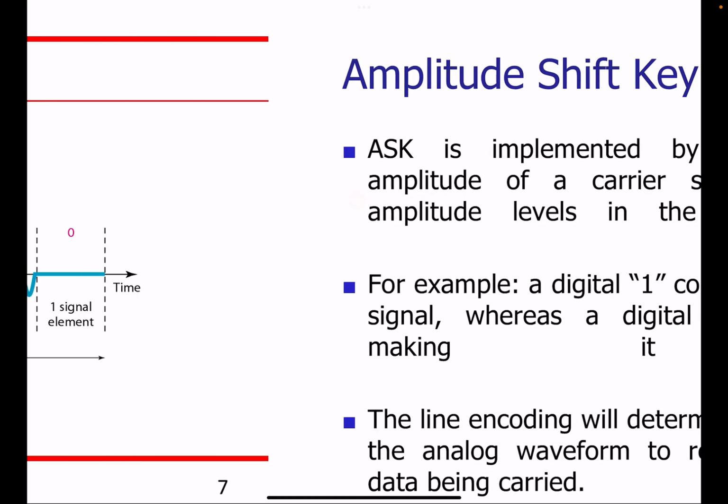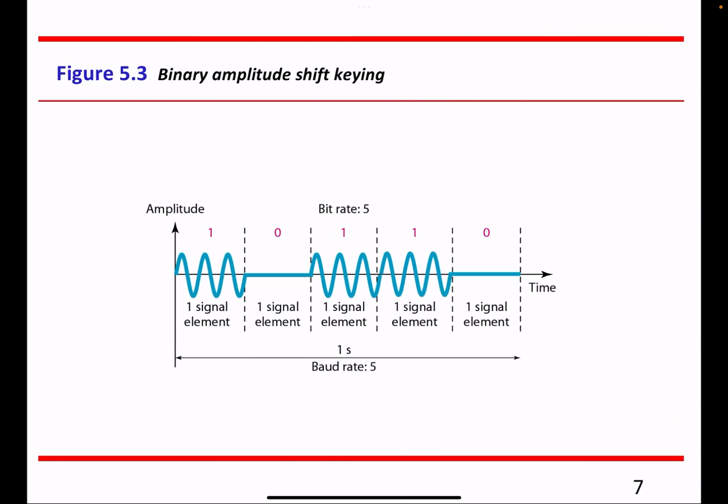Okay, so here we can see an example. Here, as we can see, a 1 bit is represented by a fixed amplitude, and a 0 bit is represented by no amplitude. So if the amplitude is, let's say, 5, the receiver can uniquely identify it as 1, and if the amplitude is 0, then the receiver can identify it as 0.